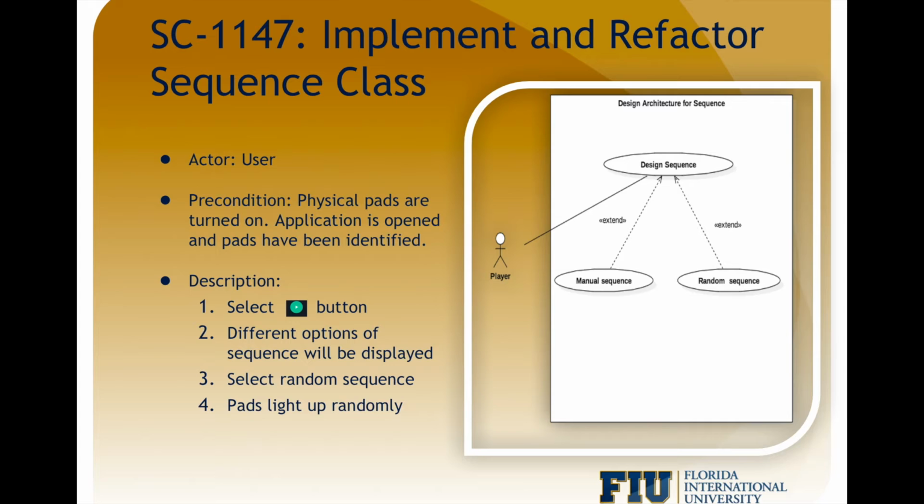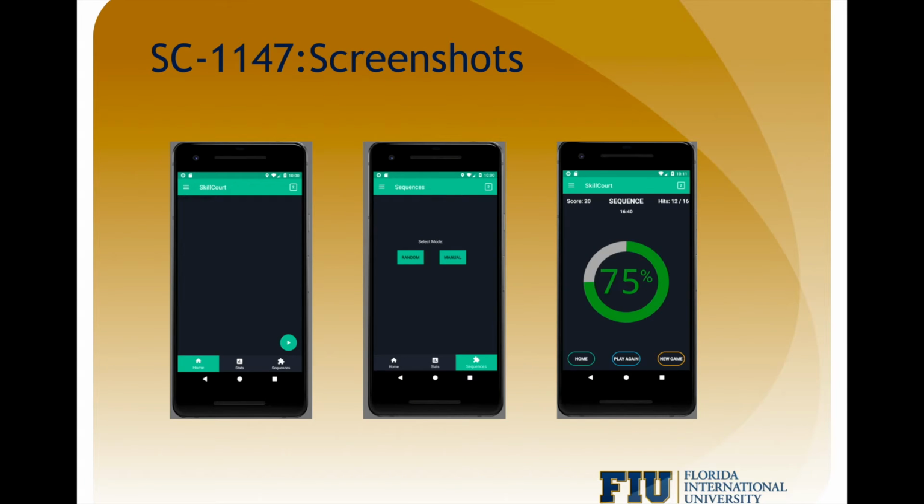You can select random sequence, and then the paths should light up randomly. On the right, you can see our use case diagram, and it's a design architecture for sequence. We design a sequence, and it will be extended to either a manual sequence or a random sequence. Here are screenshots to better display what I just explained.